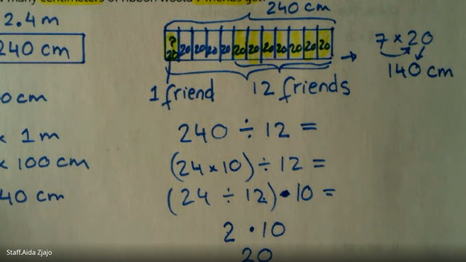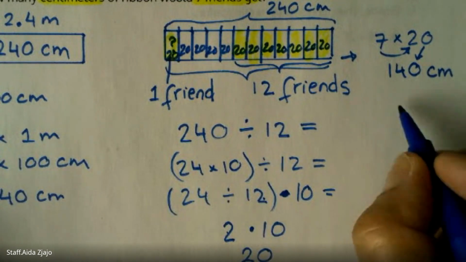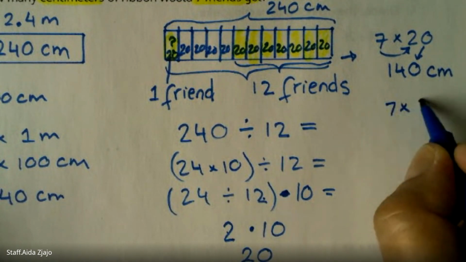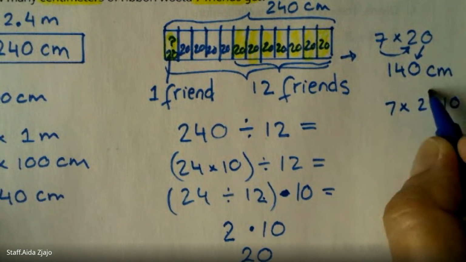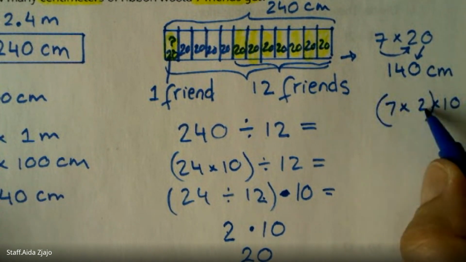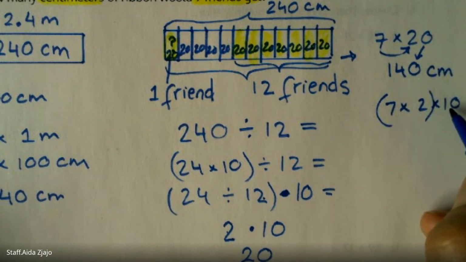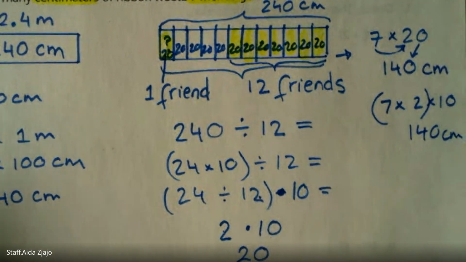And you can decompose this if you like: 7 times 2 times 10. This is what I did mentally. 7 times 2 is 14, and then times 10 is 140. Just another explanation for it.